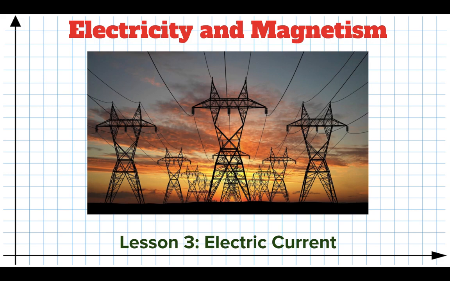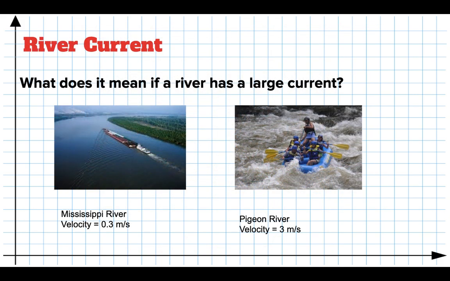Today we're going to look at electric current. So you've probably talked about electric current, but today you'll be able to figure out exactly what it means. So let's think about an analogy first. Imagine two rivers and think about the current in these rivers.